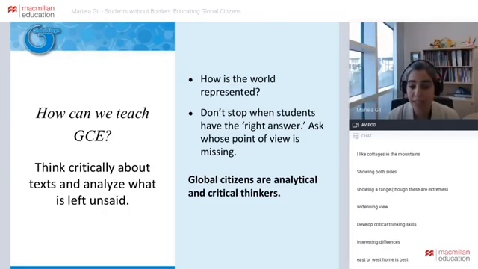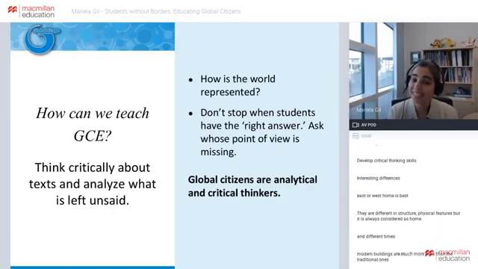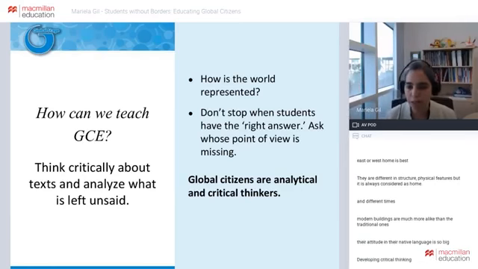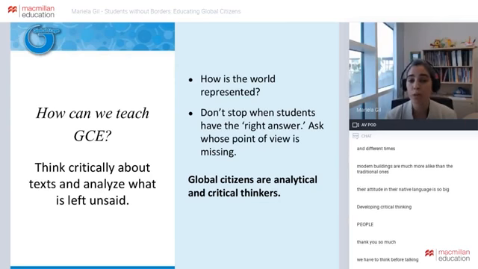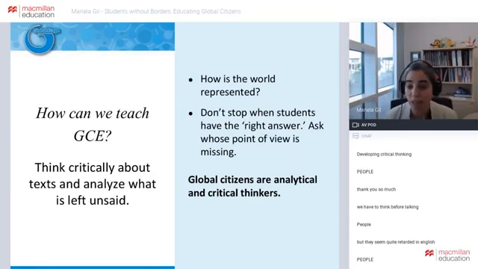We think critically about texts. We analyze what is left unsaid. So if you did have a text that reinforced stereotypes, then you can ask the simple question, what is missing? Are all homes traditional in this place? Are all homes modern in this place? Just because this text shows one thing doesn't mean there's nothing else. What is missing? You can ask that question, and don't stop when students have what you think is the right answer, because they might surprise you. They might come up with something else that is missing beyond what you had thought.